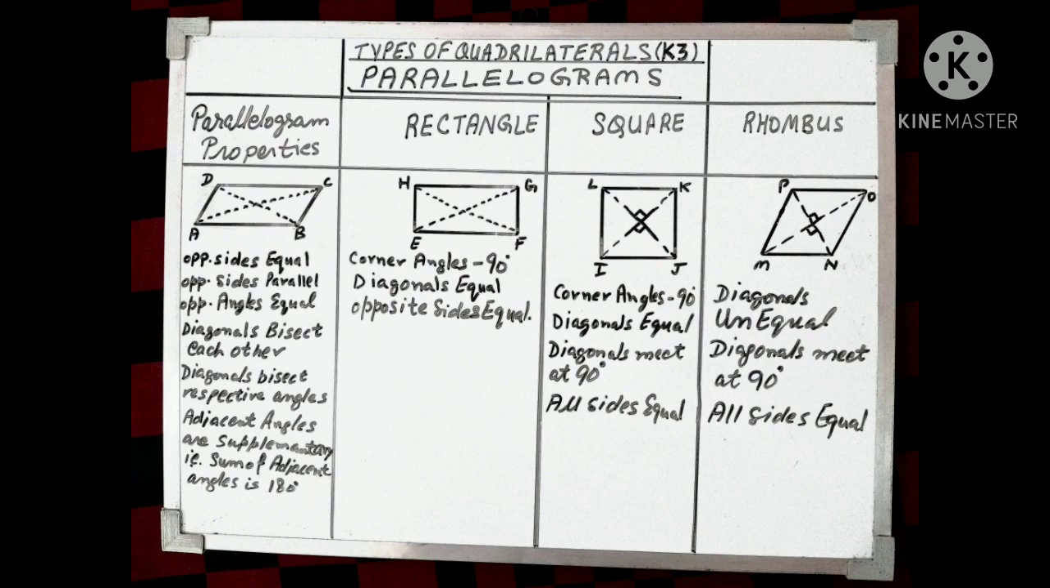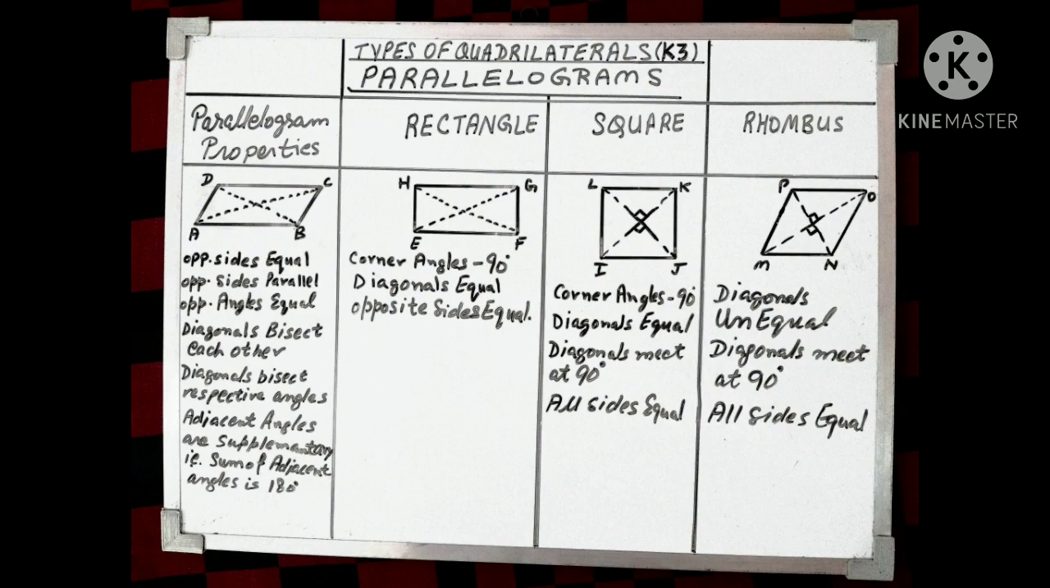The next important thing over here you will find is that the corner angles are 90 degrees. So we can say that in a parallelogram, if the corner angles are 90 degrees each, then it will be said to be a rectangle.